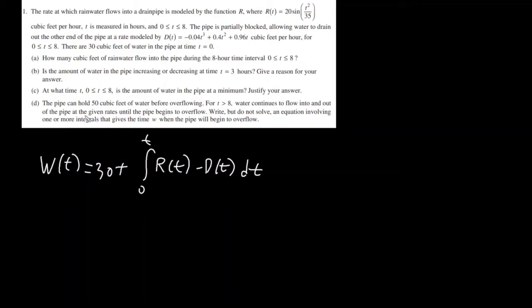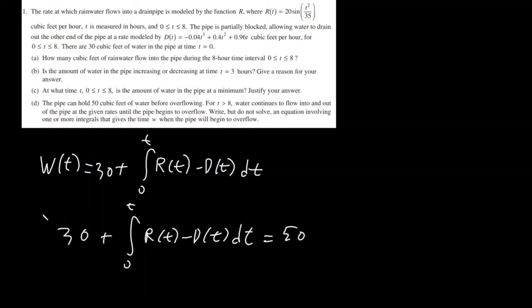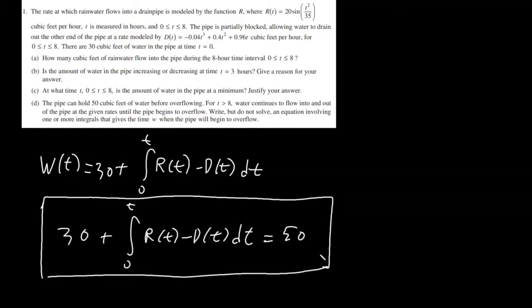But we want to know when the pipe is going to overflow. So when is the amount of water in the pipe going to equal 50? All we've got to do is take this and set it equal to 50, because we want the amount of water to be 50. So 30 plus the integral from 0 to t of r of t minus d of t is equal to 50, and that's it. This was a 2-point question: 1 point for the integral here, and 1 point for the entire equation. That concludes question number 1.